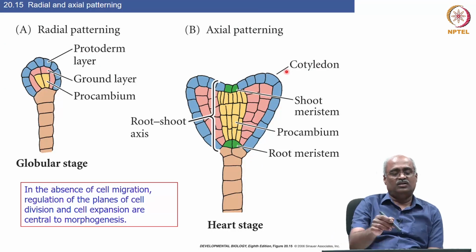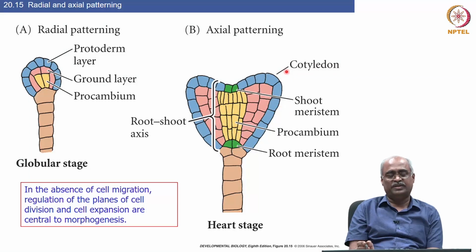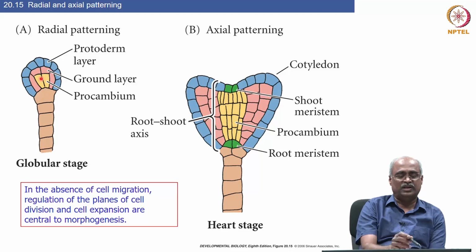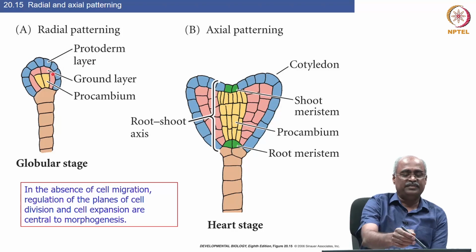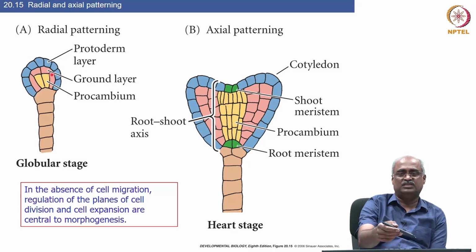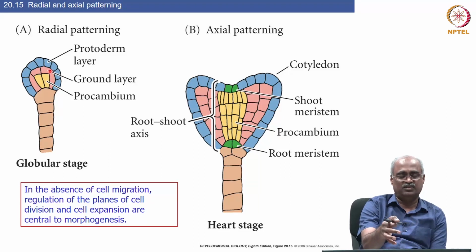Now let us continue with the establishment of the body patterning. I told you that in the globular stage itself the radial patterning becomes obvious. That is indicated in this color coded cartoon here. The outer is the protoderm. This is the one that is going to make the dermal tissue, which is going to be the outer cover of the plant organs, and then you have the inner tissue from which cortex, pith, etc. are going to form.